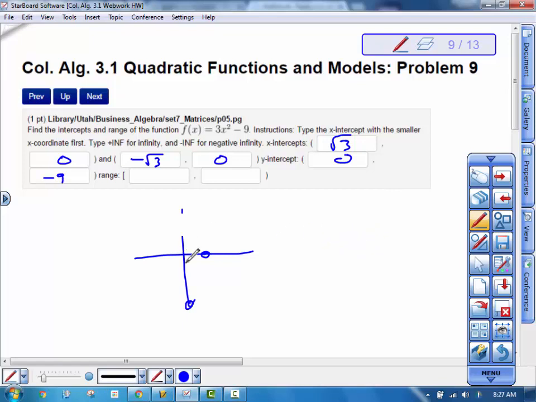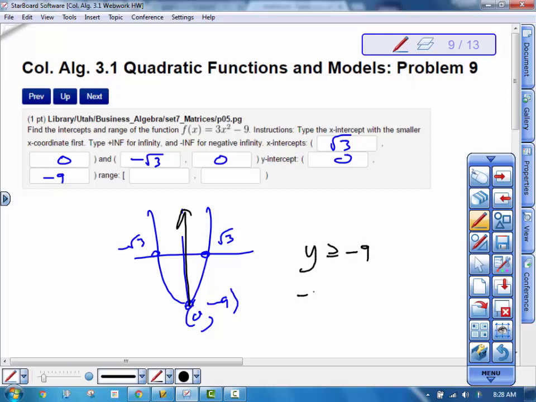And then the range, we know this parabola goes through like this, where this is negative 9, this is positive square root of 3, and this is negative square root of 3. This is (0, negative 9), if I want to give it as an ordered pair. We know that this thing goes up, so the range is going to be all real numbers above negative 9. You could say that as y has to be greater than or equal to negative 9, or they want it as an interval, so it'd be negative 9 to positive infinity. We can include negative 9.